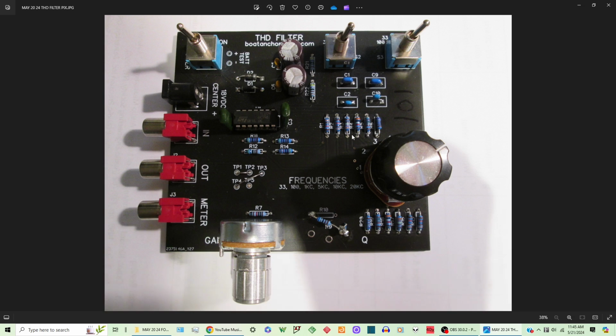Now there are six different frequencies that are controlled by this rotary switch. The frequencies are 33 cycles, 100 cycles, 1 KC, 5, 10, and 20 KC. Now they have four capacitors here. Now these capacitors are vitally important. They have to be high quality capacitors because they control the frequencies along with these resistors, which also control the frequency. So the capacitors and the resistors have to be very high quality to get this to work properly.